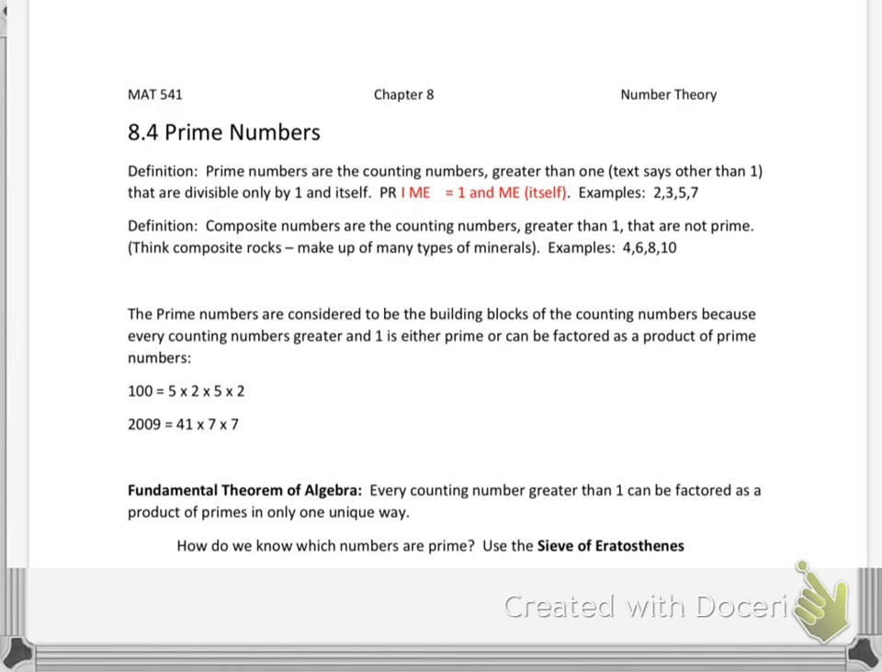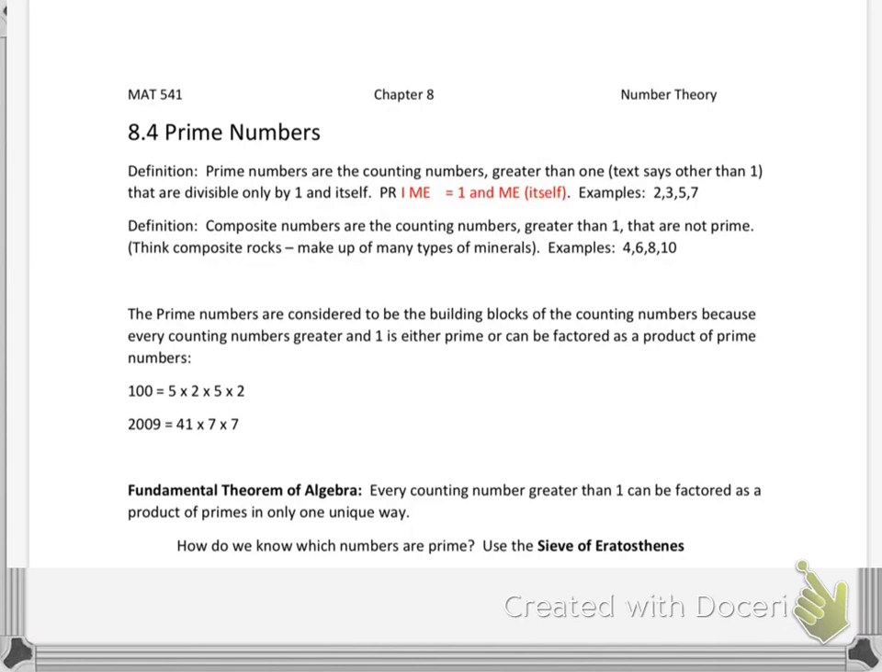Okay, in this video we're going to go over Chapter 8, Sections 4 to 6, and we start out with prime numbers. Now, prime numbers are very, very important. So you can see I have part of the page showing here. By definition, prime numbers are the counting numbers greater than 1. The text says other than 1, but I'm going to say greater than 1, and that are divisible only by 1 and itself.